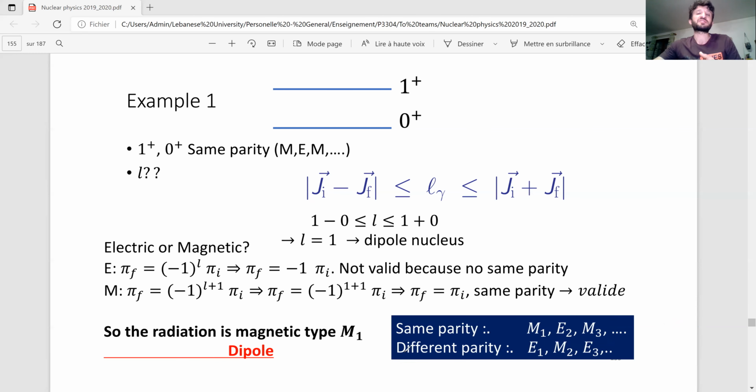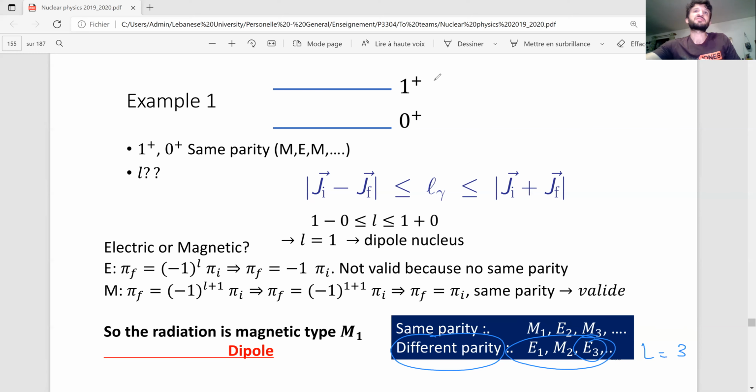And the same in the case of different parity. If we have an example of different parity, you can write directly this one. If you calculate L and L equals, for example, 3, in this case, we have an electric octupole transition. You can know directly the answer from this notation, but for me, I need to calculate to prove the solution.